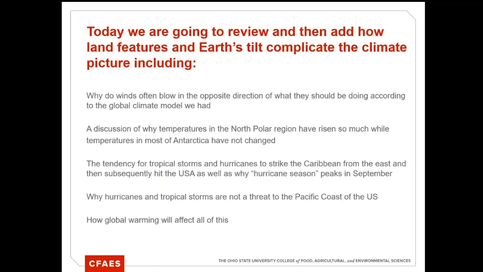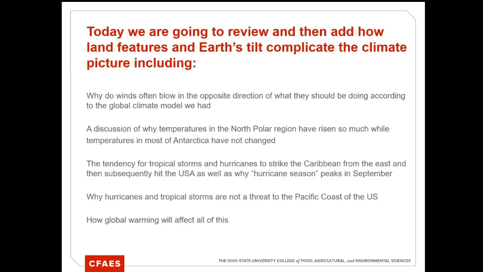But if you watched that, you could see it was an abstract model. Today, we have to introduce factors that make the climate model a lot more complicated. The two major features are land features and Earth's tilt. They complicate the picture. For example, we showed the directions of winds at various latitudes caused by the uneven heating of the Earth, where the sun shines a lot more directly in the tropics than it does in the upper temperate zone in the northern hemisphere, what you call the lower temperate zone in the southern.